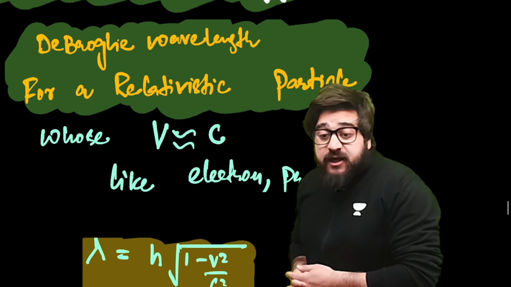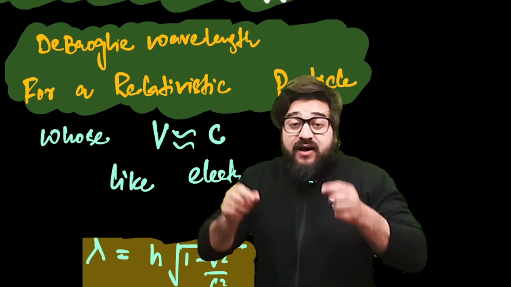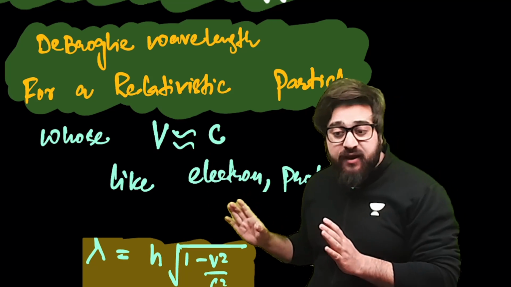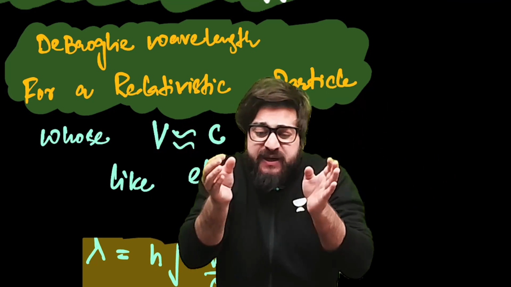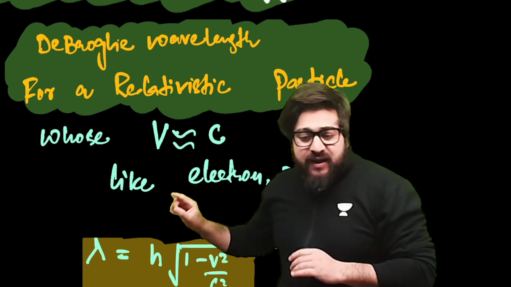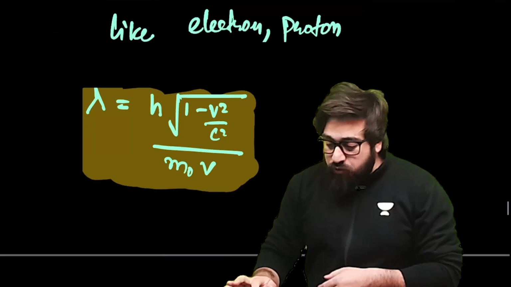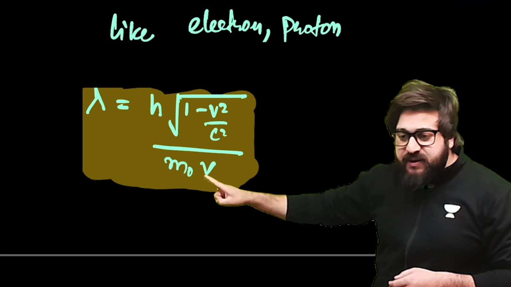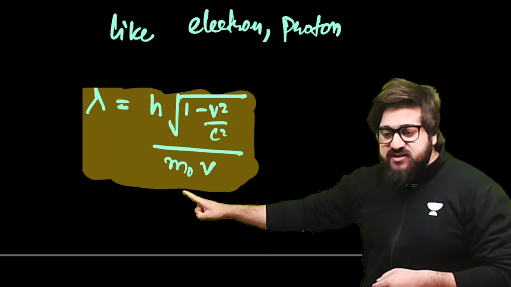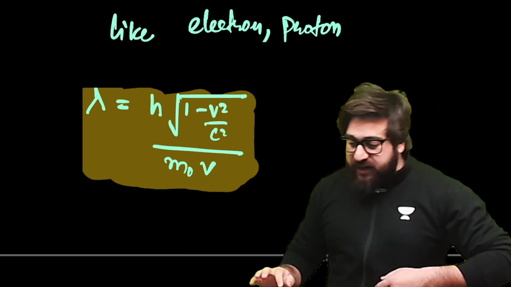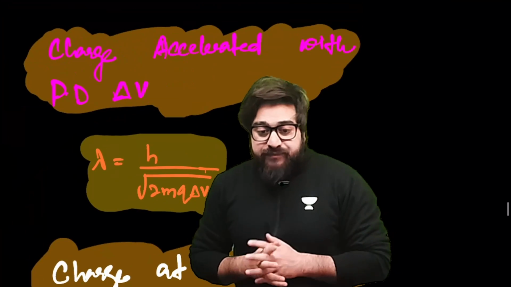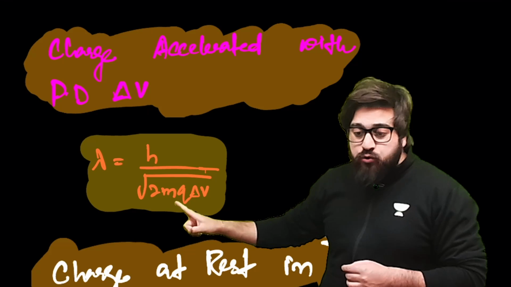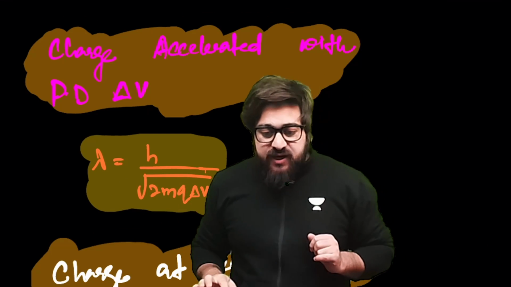Now de Broglie wavelength for a relativistic particle. A relativistic particle is one which is moving with a greater speed comparable to the speed of light, like an electron or proton. It has the de Broglie wavelength h under root of 1 minus v squared by c squared, upon m naught v. m naught is the rest mass, v is the speed of that particle, c is the speed of light. Now for a charged particle accelerated under potential difference delta V, the wavelength is h upon root of 2mqΔV. It has this much de Broglie wavelength.